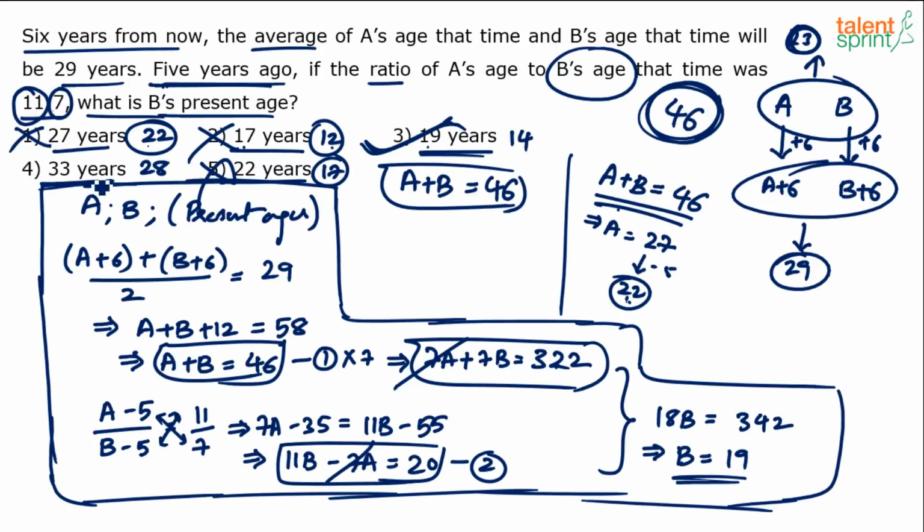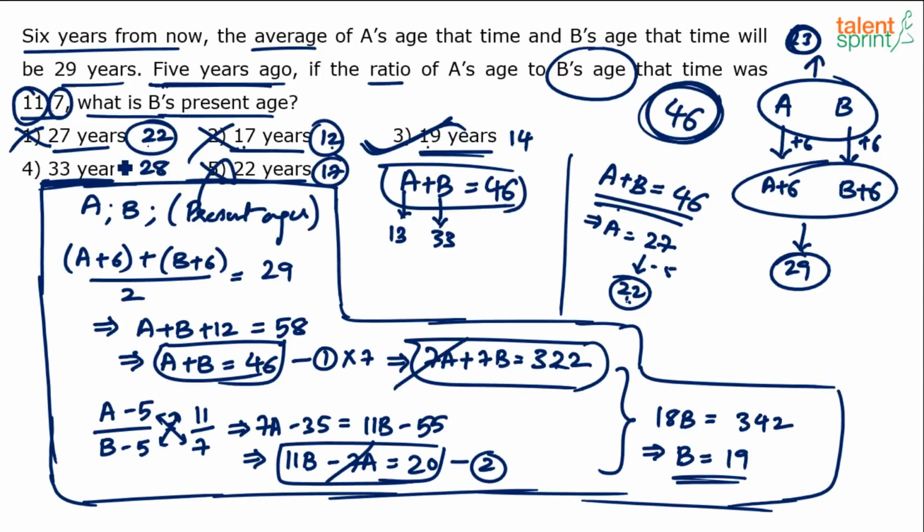According to option 4, B's present age is 33. According to option 3, B was 19, and if B is 19, A should be 27. According to option 4, B is 33. If B is 33, what should be A? A should be 13. Yes or no?